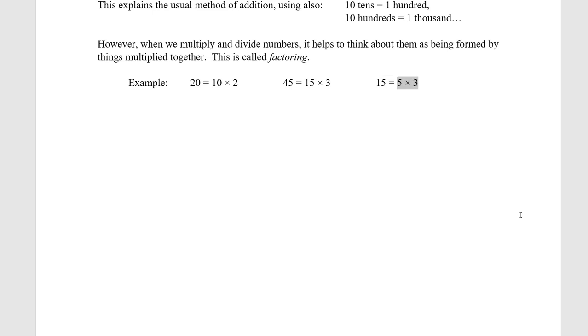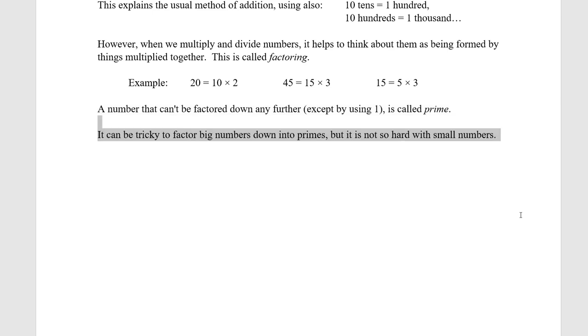And this is sort of the big idea. A number that can't be factored down any further, if you don't use 1, is called a prime number. And any number can be factored down into a unique collection of prime numbers. With big numbers, this can be incredibly difficult. In fact, it's the basis behind computer security in some ways. But with small numbers, it's not so hard, and it's really useful to learn these.